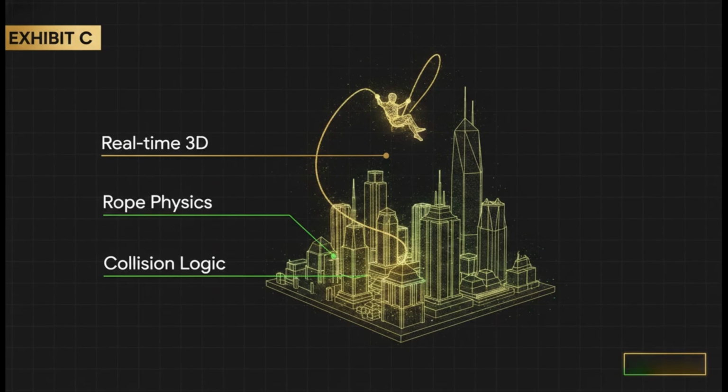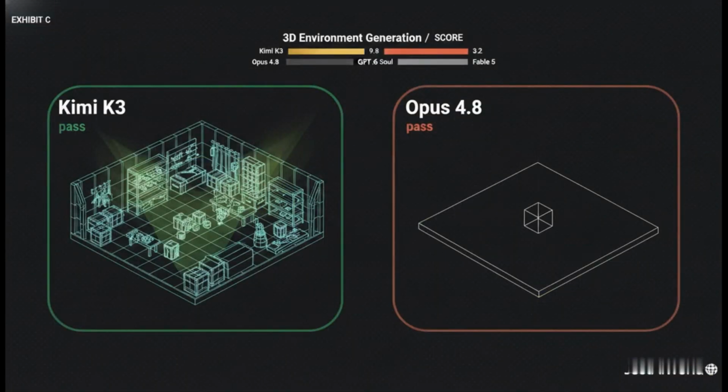For the second test, the evaluators really wanted to push its physics and 3D capabilities. So they asked it to code a cyberpunk Spider-Man-style browser game, and it nailed it. It successfully implemented real-time 3D lighting, a gritty atmospheric city, actual rope physics, collision logic, and totally smooth camera controls. And get this, all of it running perfectly right inside a web browser.